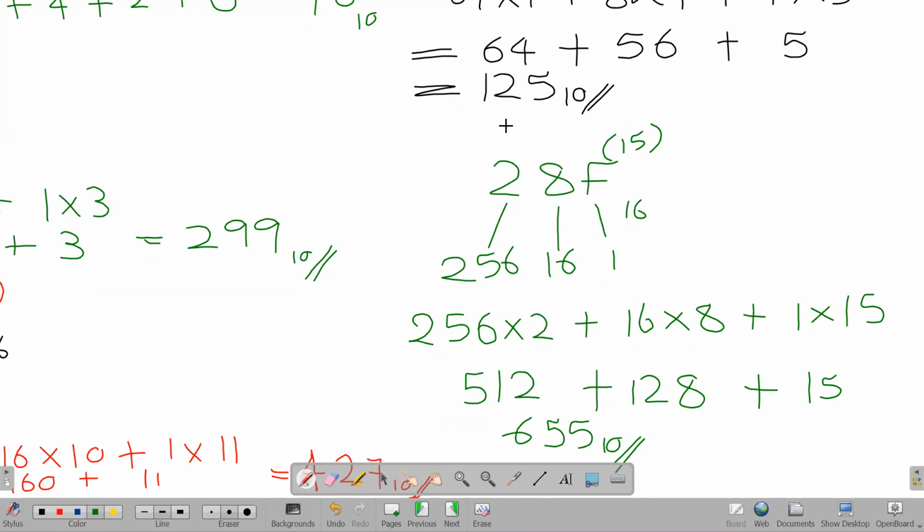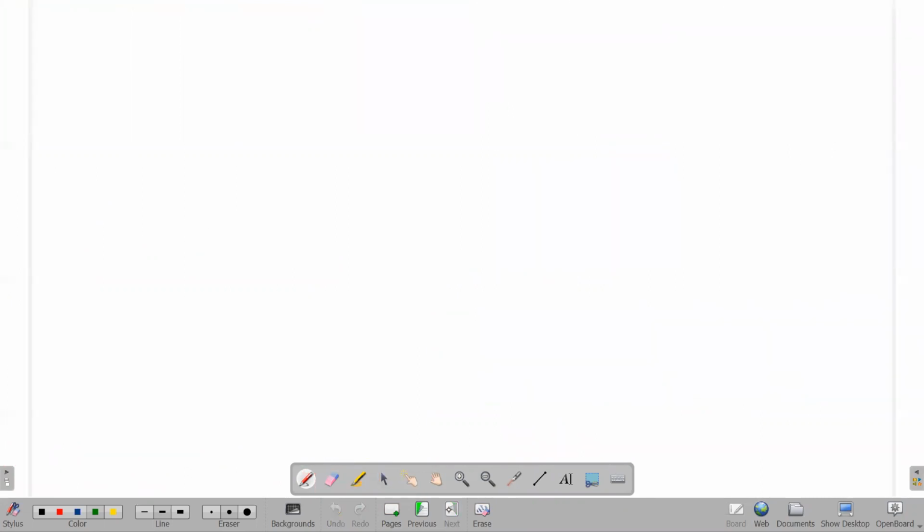Okay, so now I'm going to go to the third type of conversion. The third type of conversion is about converting a binary value into an octal and a hexadecimal.